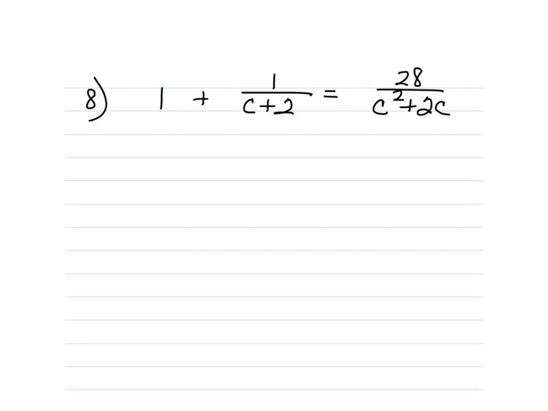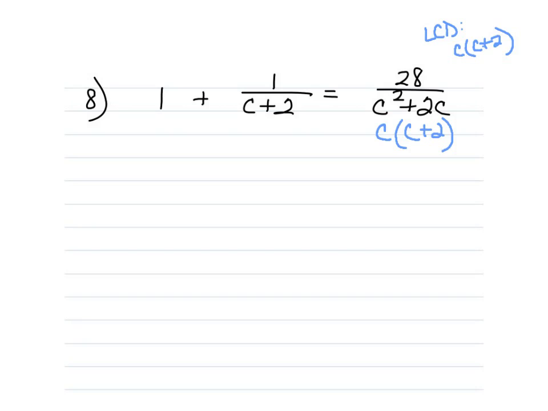Okay, number 8, here we go. First thing I have to do is take a look at this problem and factor the denominators that I can factor to make it easier to find the least common denominator. All right, so my least common denominator here is c times c plus 2.